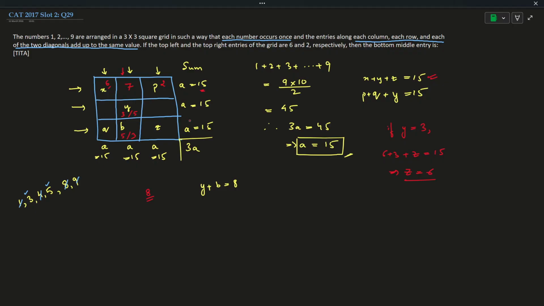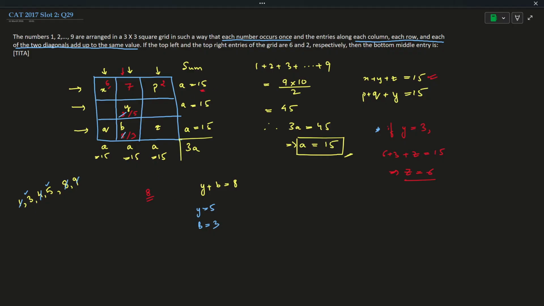That means this number cannot be 3, guys. This assumption that we have considered, y equal to 3, is not possible. That means 3 is not possible here. So the y will be equal to 5, and b equal to 3.